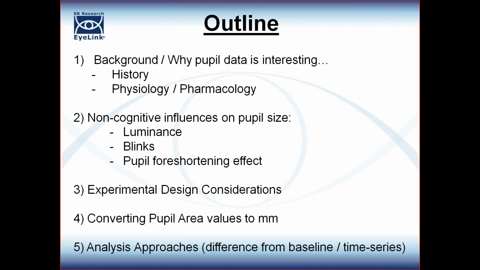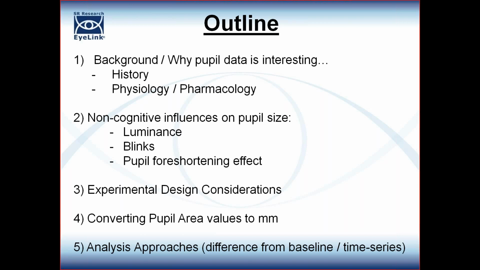I'll then talk in a bit of detail about many of the things which are well known that influence pupil size that probably aren't the things that you're interested in when you're doing a study that's specifically measuring pupil size. For example, things like luminance levels and blinks. And as we'll see when we actually analyze some data towards the end of this webinar, these can have dramatic effects, and they need to be borne in mind when you're looking at your data. I'll also talk about the pupil foreshortening effect, which is another important thing to bear in mind.